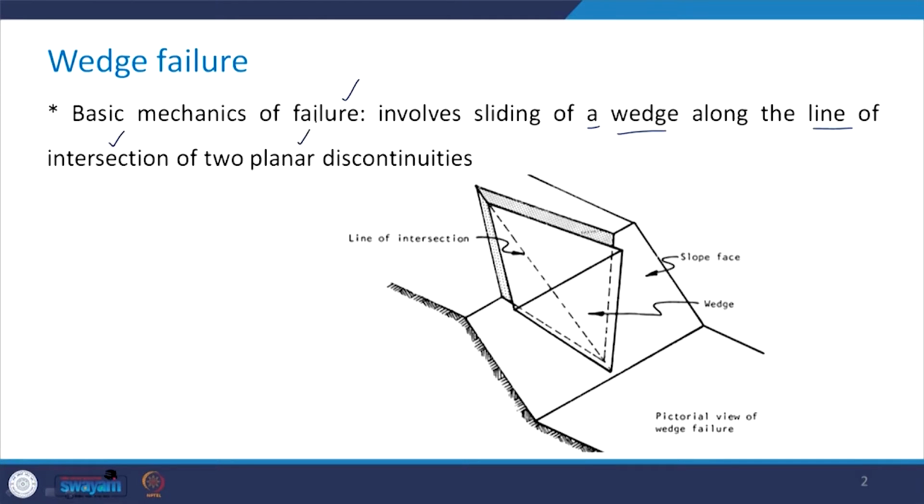Take a look at this figure. This portion is the slope face, and this shaded portion which you can see shows the two planes of discontinuity. In between these, the wedge is being formed, and this is the line of intersection of these two discontinuity planes, that is this one and this one. And along this line of intersection only, the sliding of this wedge which is formed here will take place.